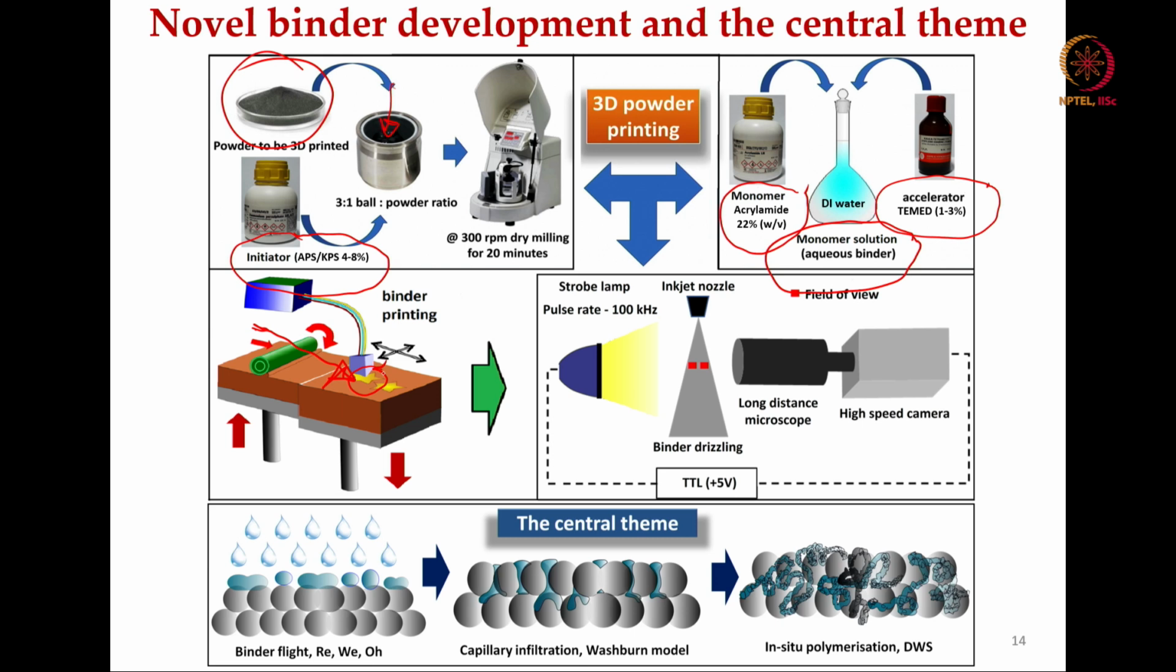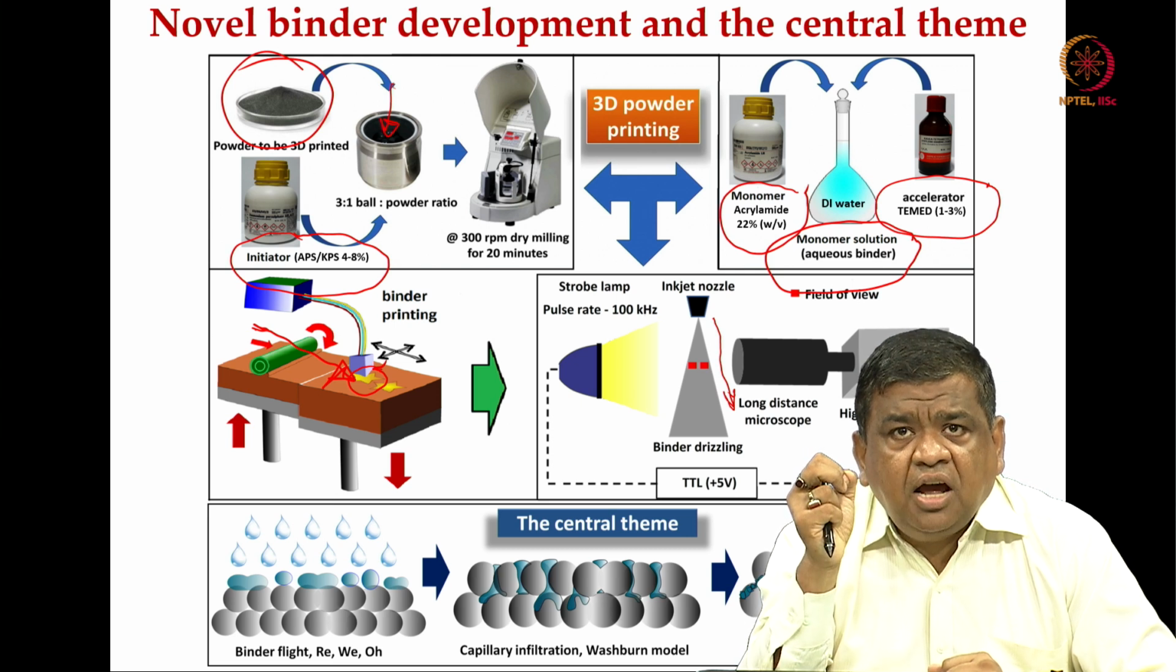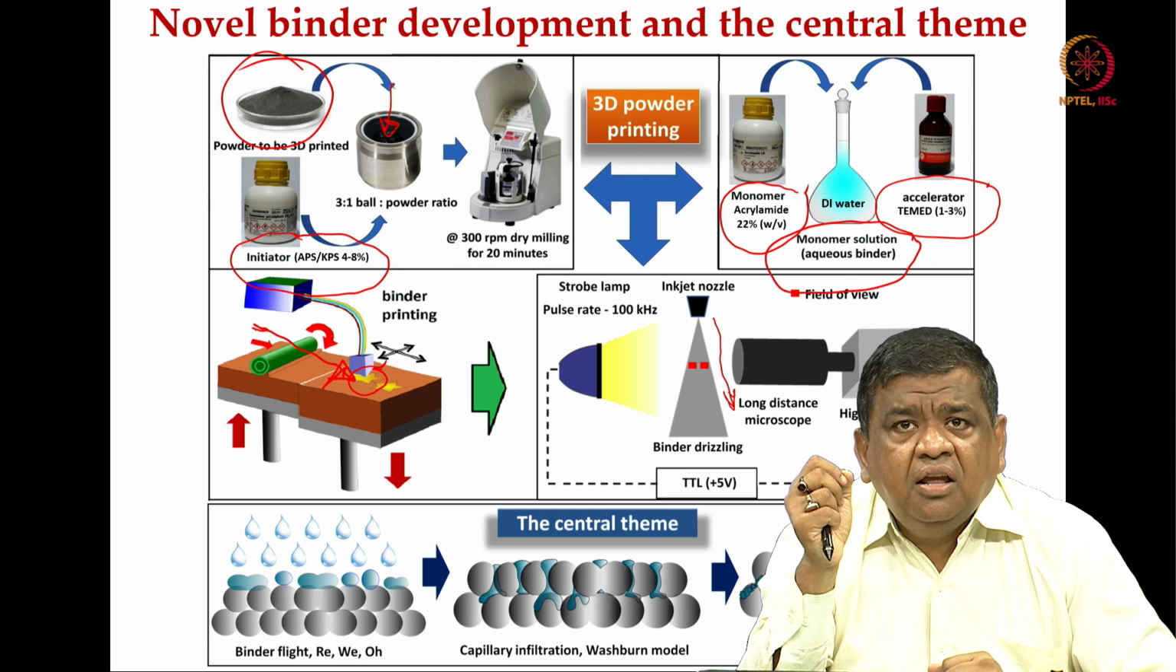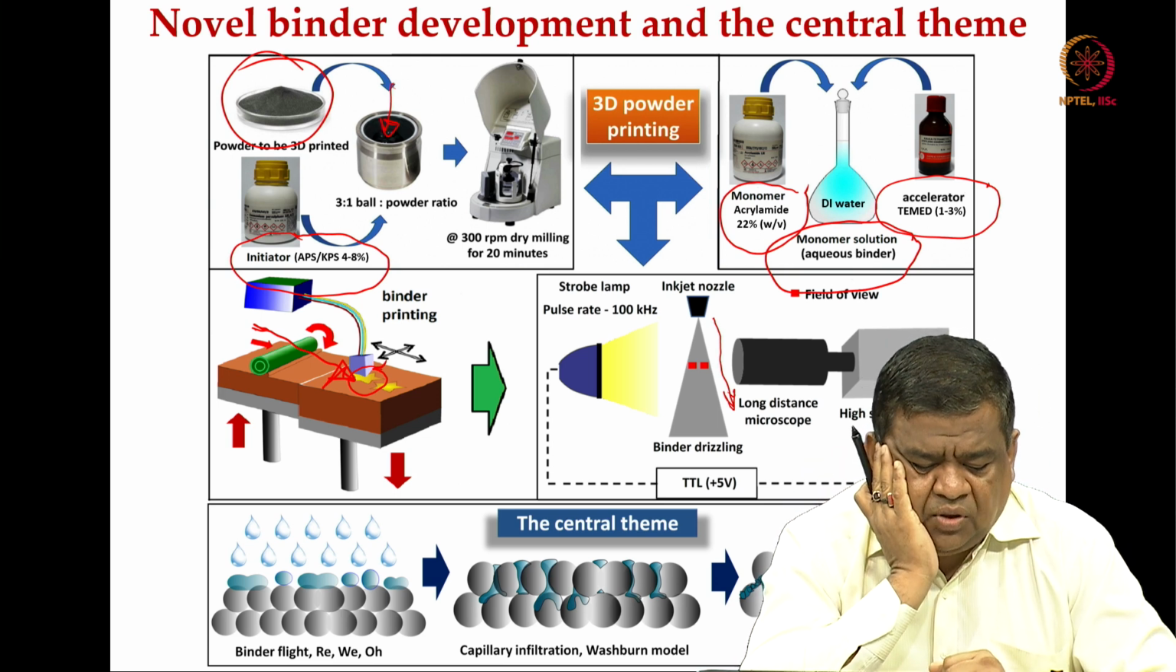When this physical interaction takes place and the binder is ejected, this is the binder path when it is ejected from the inkjet nozzle, we have put in a high speed camera. This high speed camera essentially allows us to take shadowgraphs, and from the shadowgraphs one can find out the binder droplet diameter that is being ejected and which is interacting with this kind of powder bed.